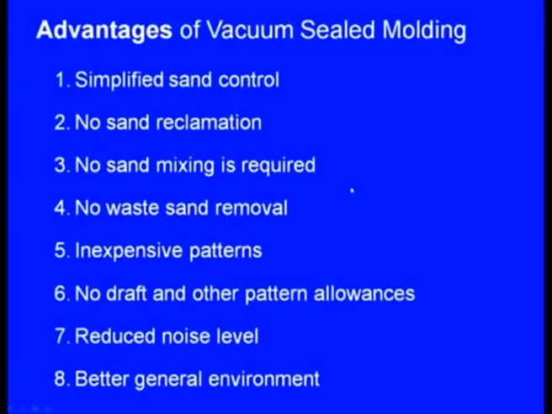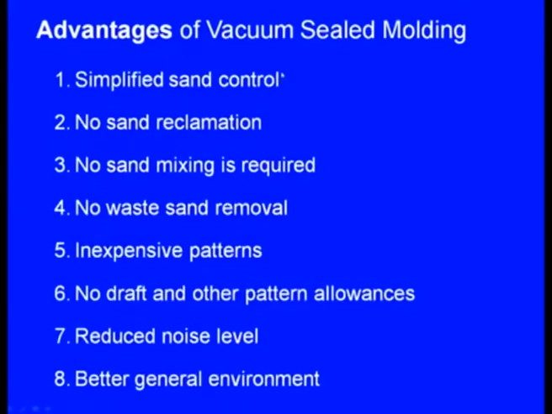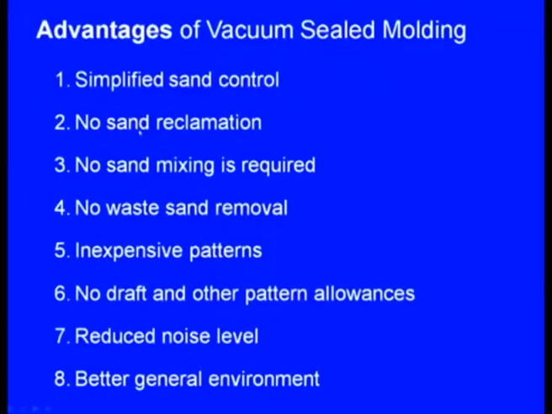Now, what are the advantages of vacuum sealed moulding? Simplified sand control. First of all, there is no sand control. In the case of the green sand moulding, we prepare the green sand by mixing base sand, moisture, clay and the additives. So, these ingredients are to be controlled very carefully, otherwise the moulding sand may not have the required properties. So, here that sand control problem is not there, just take the dry sand and use it for making the mold. So, simplified sand control.